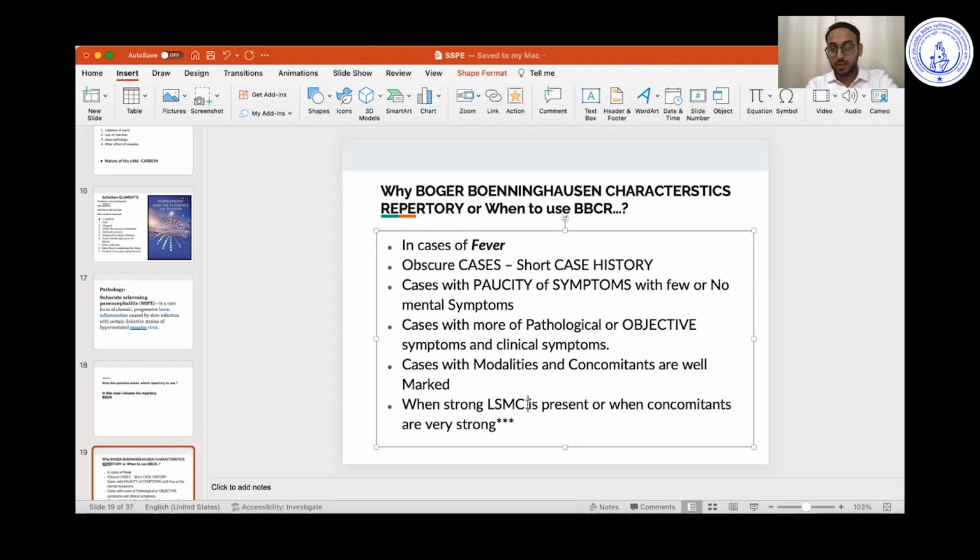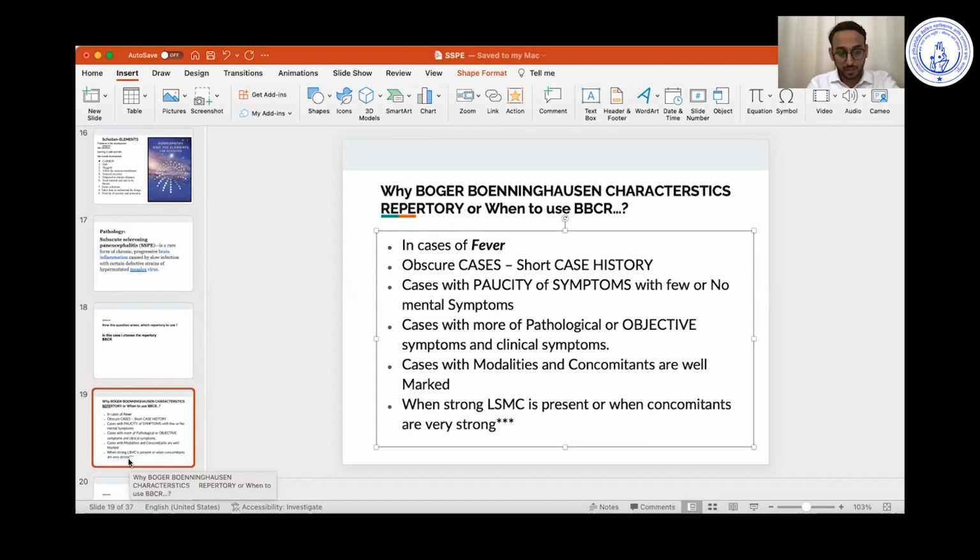Location: as we can see in our case, it was the nervous system which was affected. Sensation: we already know that the child was in a comatose condition. Modalities we don't know yet, and the concomitant was, as one participant said, cheeks drawing in while coughing. So the BBCR becomes the strong choice of repertory at this moment with this case.